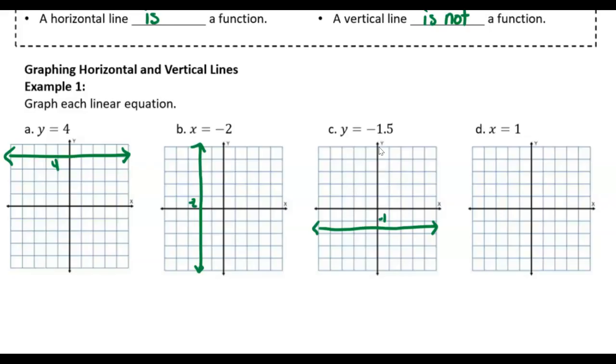X equals 1. If it's x equals a number, it's a vertical line, so up and down. It goes through the x-axis at 1. So it's straight up and down and goes through the x-axis. Every x value on this line is 1. That's what this means.